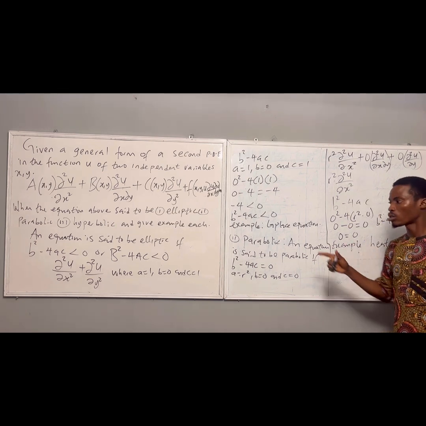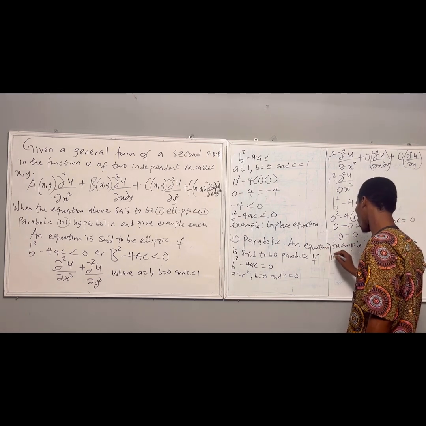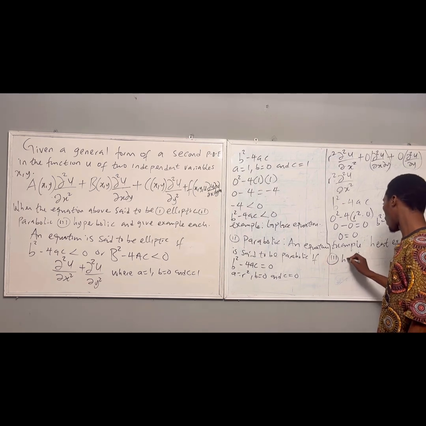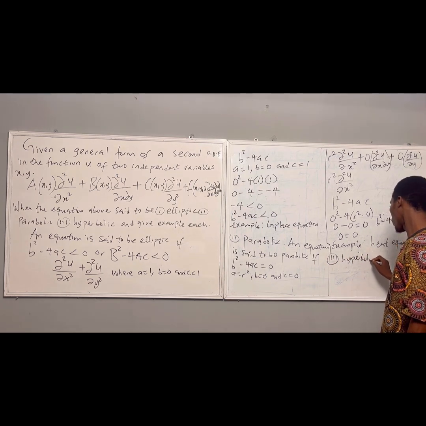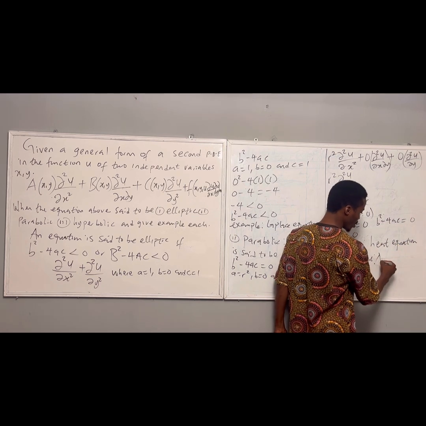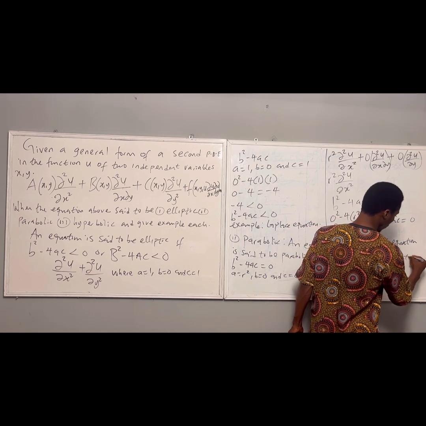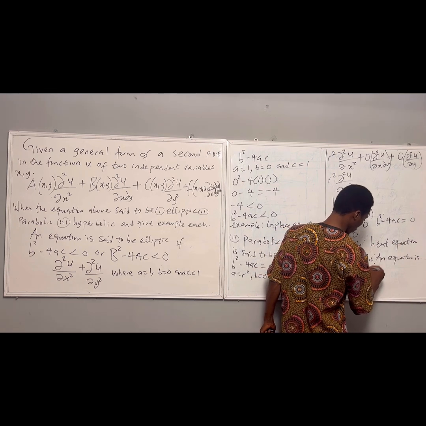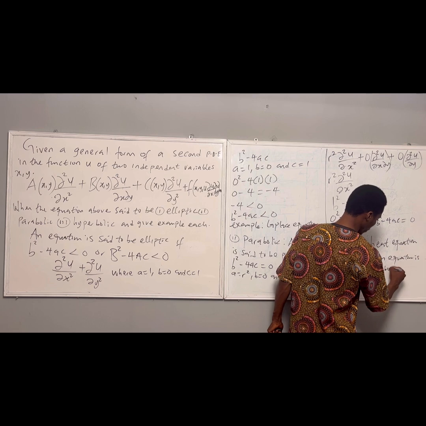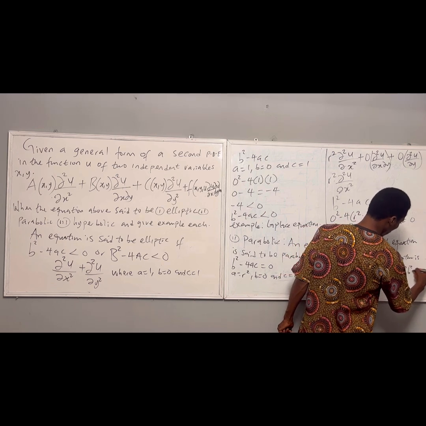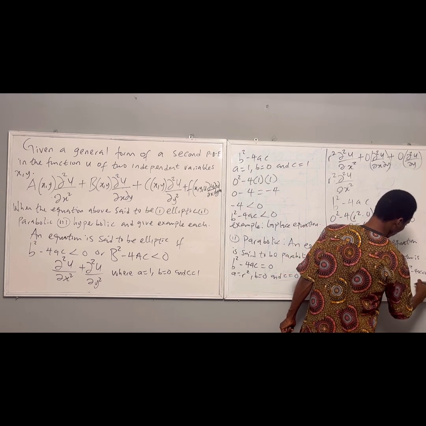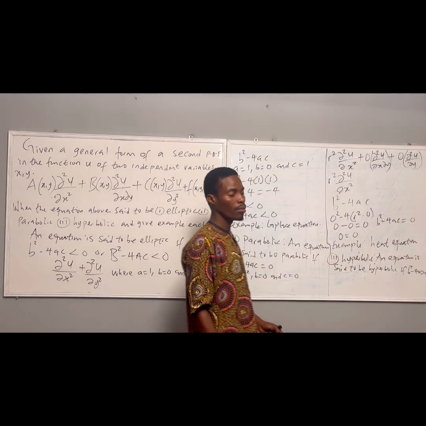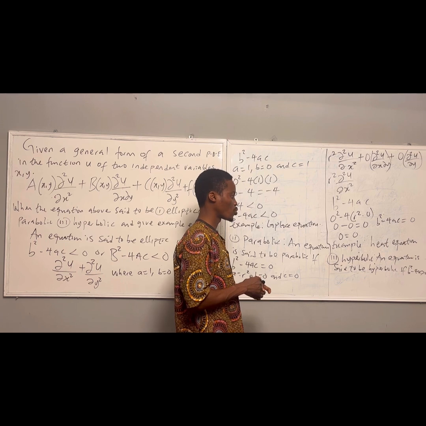So let us now consider our last example, our last question. When is an equation said to be hyperbolic? An equation is said to be hyperbolic if b square minus 4ac is greater than 0. If this is greater than 0, my equation is hyperbolic.